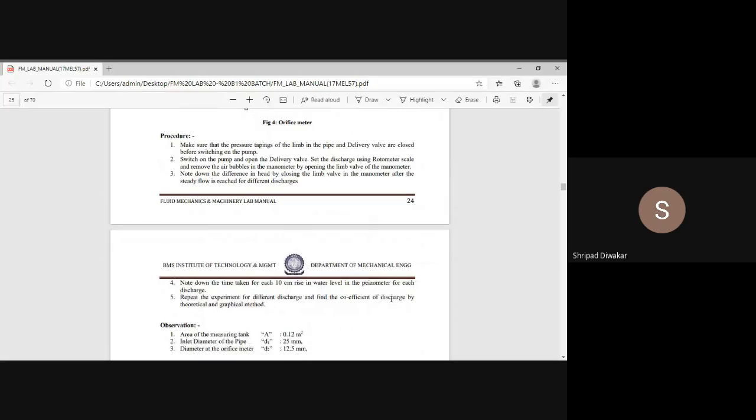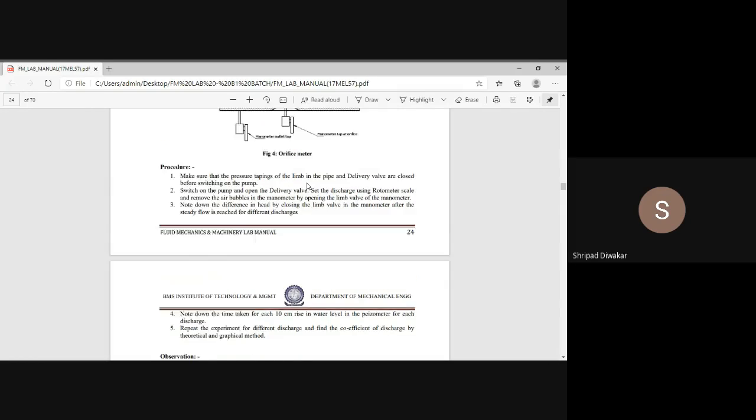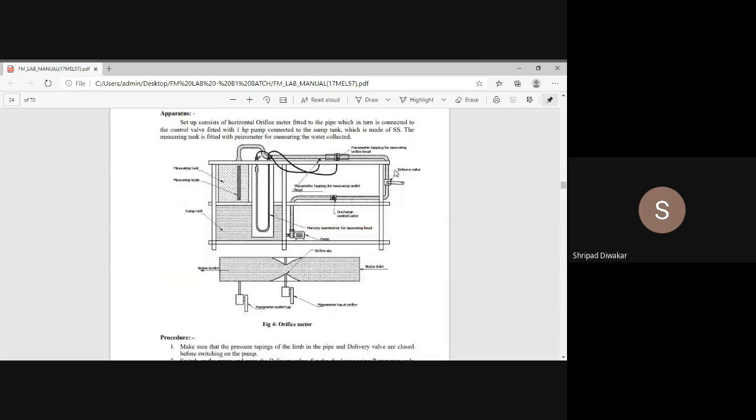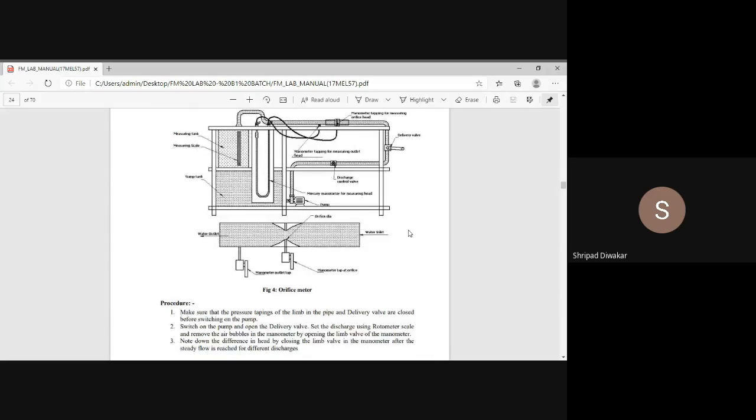You have to make sure that the tappings of the limb in the pipe and the delivery valve are closed before switching on the pump. Switch on the pump and open the delivery valve. This is the first procedure. You can see the delivery valve is this one. So first, switch on the pump. You have to open the delivery valve for the functioning of the orifice meter.